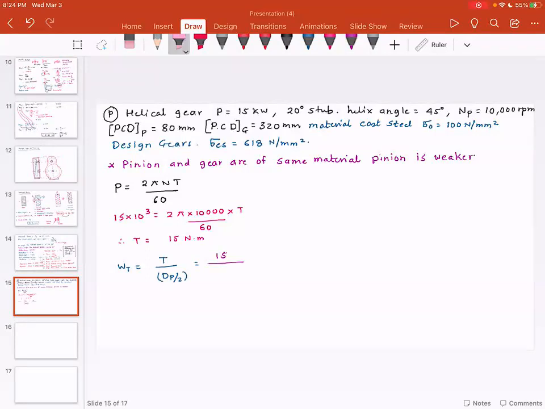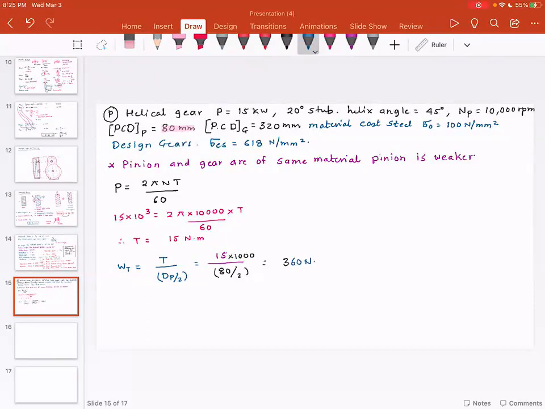Diameter of the pinion is given to us as 80 millimeters. So 80 divided by 2, need to convert torque in millimeters. So that gives me the answer 360 newtons.